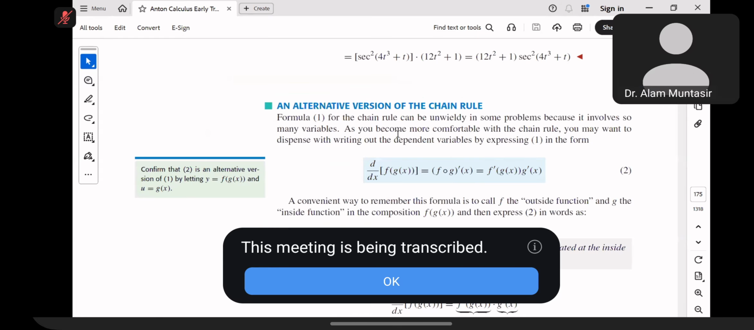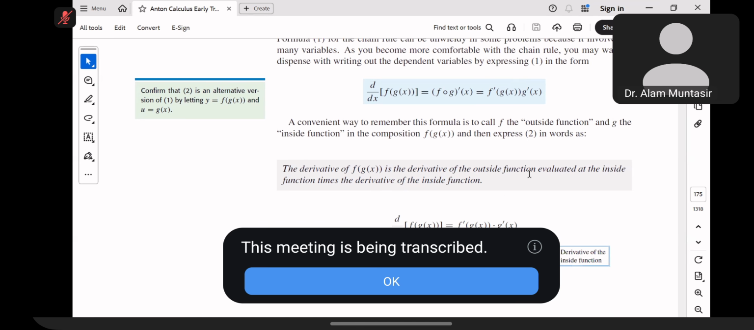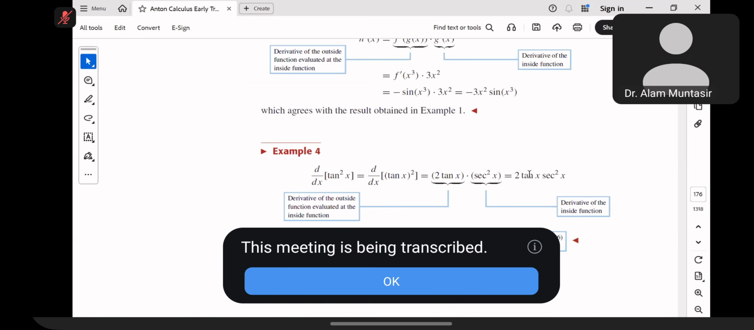And this is the alternative version of the chain rule, where you can directly get the differentiation or you can directly get the derivative without applying the detailed version of the chain rule.